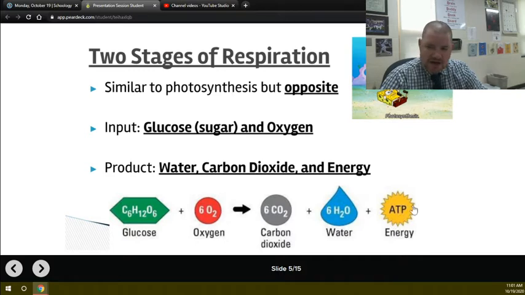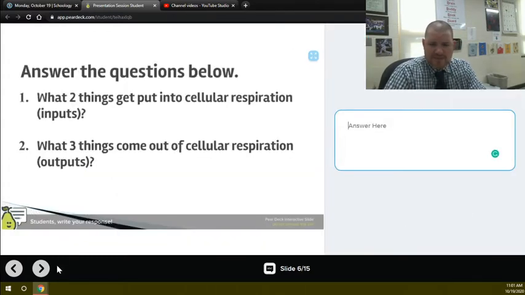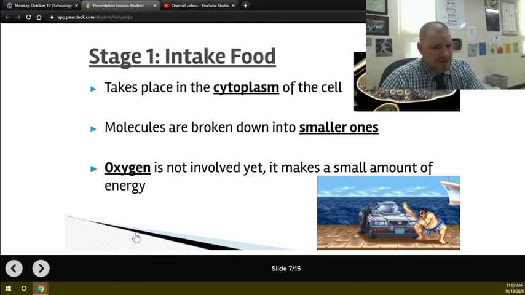Now, this energy is called ATP because it's actually a molecule of energy. It's kind of weird to think about, but energy comes in the form of a molecule. It stands for adenosine triphosphate. We usually just call it ATP, but that is the energy that we need to carry out our day-to-day processes.